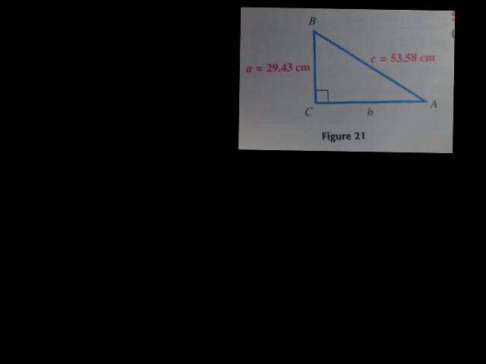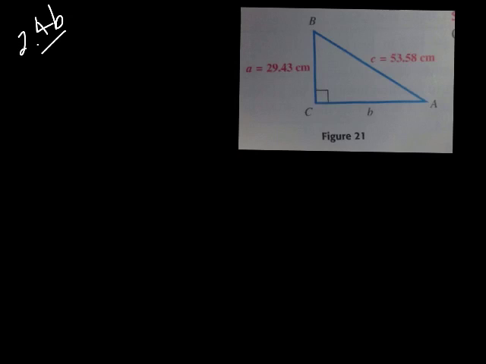All right, this is 2.4b, the second video on solving right triangles. This is example number 2. In this one, they're giving us two sides. On the last one, they gave us, what did they give us? An angle and a side.